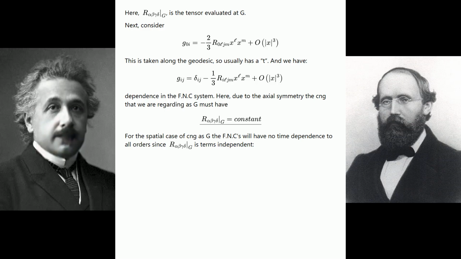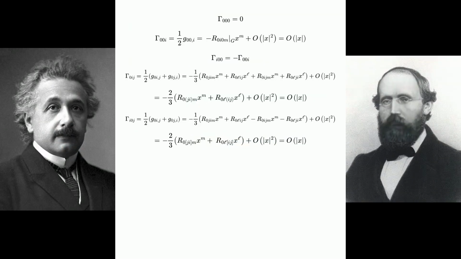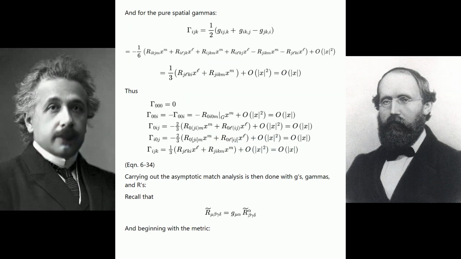Dependence in the FNC system. Here, due to the axial symmetry, the CNG that we are regarding as G must have see the equation. For the spatial case of CNG as G, the FNCs will have no time dependence to all orders since R sub alpha beta gamma delta vertical bar sub G is time independent. See the following group of equations. And for the pure spatial gammas, see the group of equations. Thus equation 6-34. Carrying out the asymptotic match analysis is then done with G's, gammas, and R's.